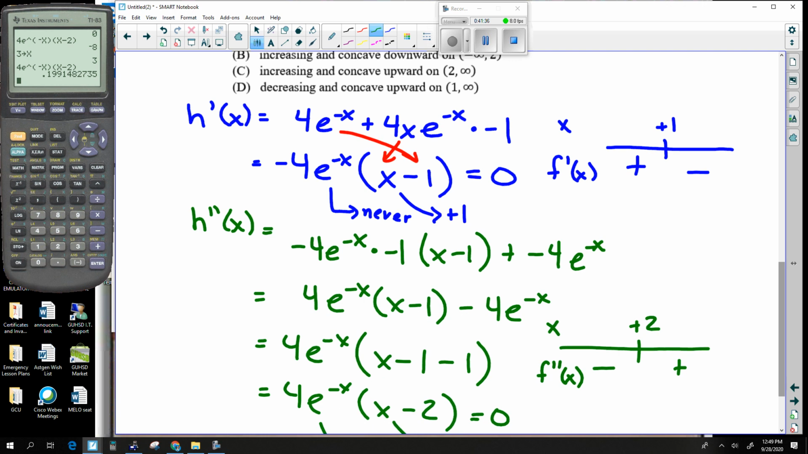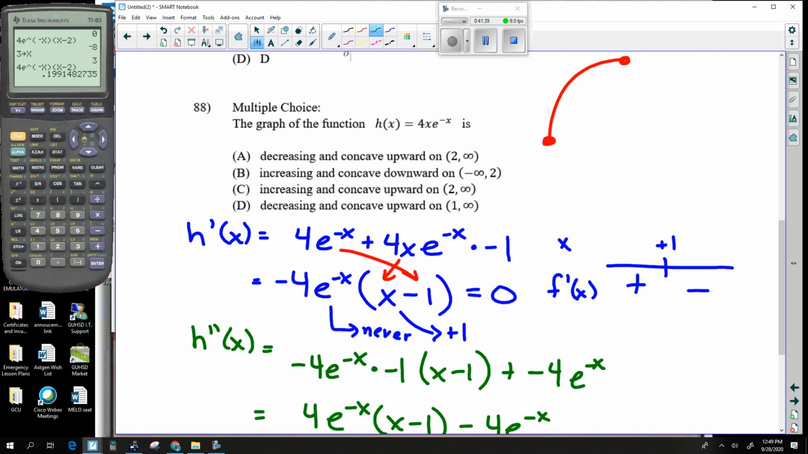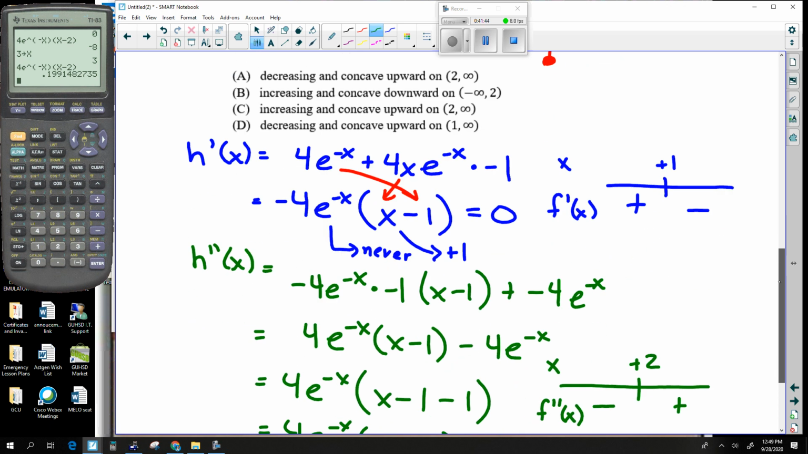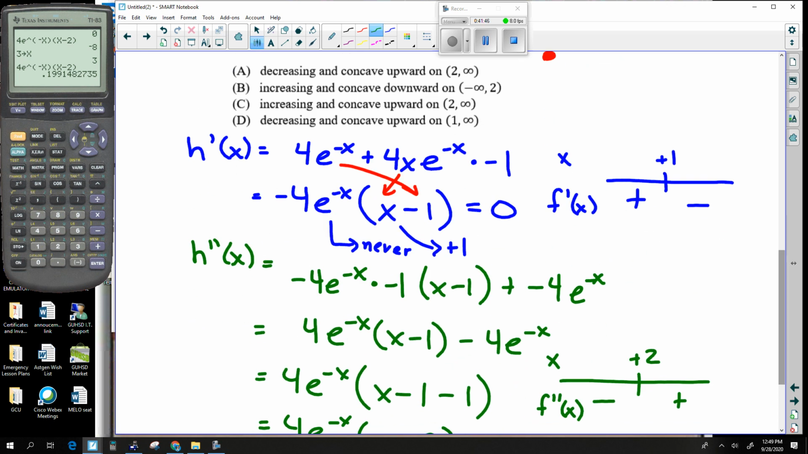Okay. So it's decreasing from 2 to infinity, which is true, and concave up from 2 to infinity. I believe that's, unless I read that wrong. It's increasing from negative infinity to 2. No, it's not increasing from negative infinity to 2. It's increasing from negative infinity to 1. So that's too much. Nope.